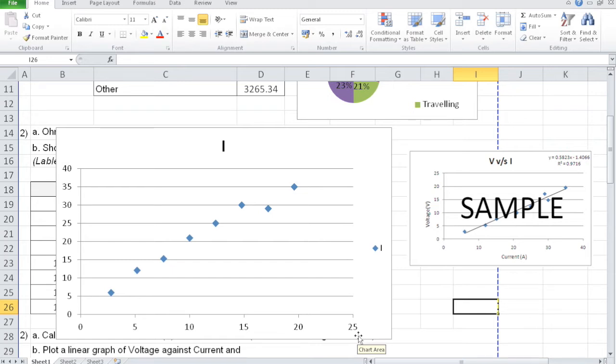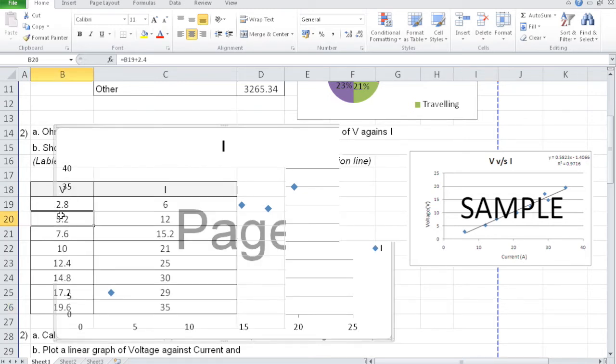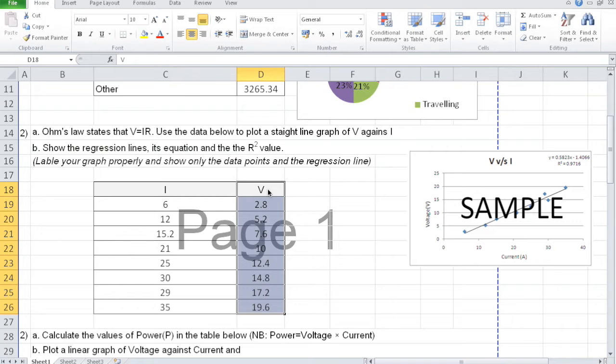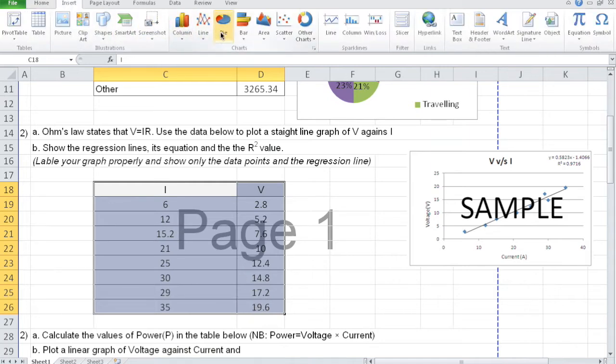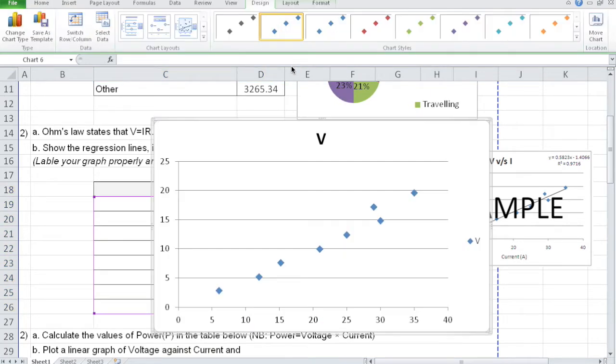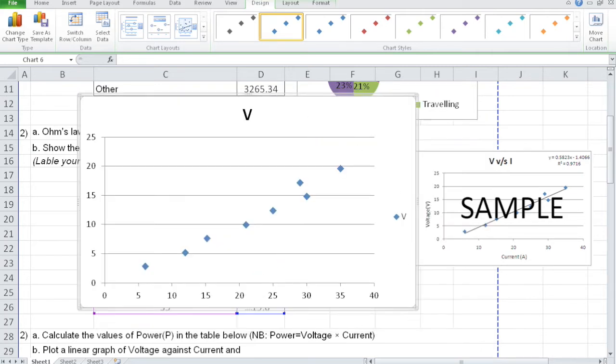Swap the columns. It's as easy as that. Copy this one, and then plug it here. So now we've got IV. Why? Because it needs X before Y. Now you highlight them, insert, scatter graph, and this time it's exactly what we expected.